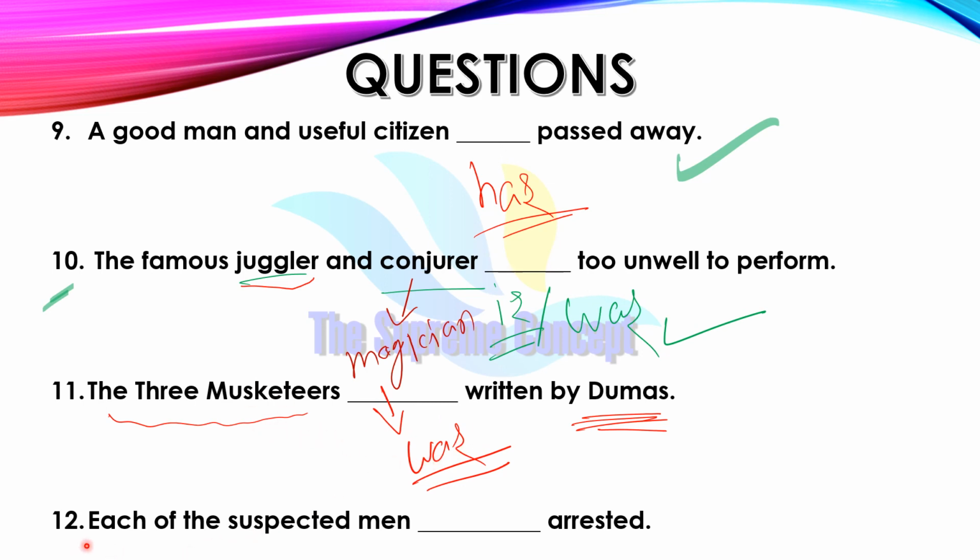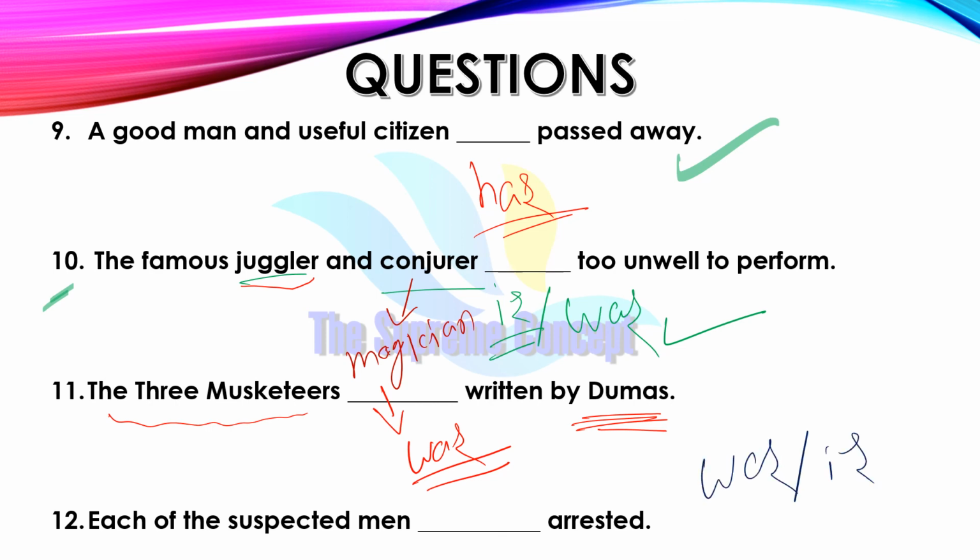Then question number 12. This is our final question here. Each of the suspected men is arrested. Now answer yourself on your own. All right, so here for question number 12, we can use "was" or "is".